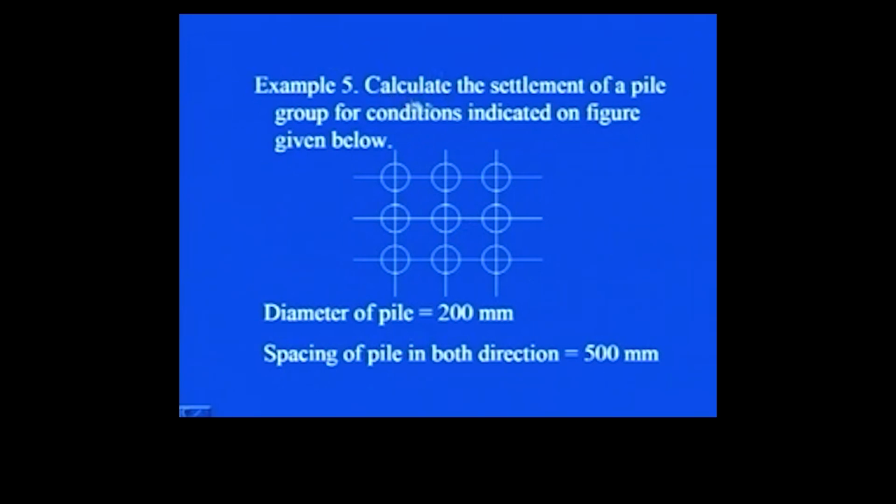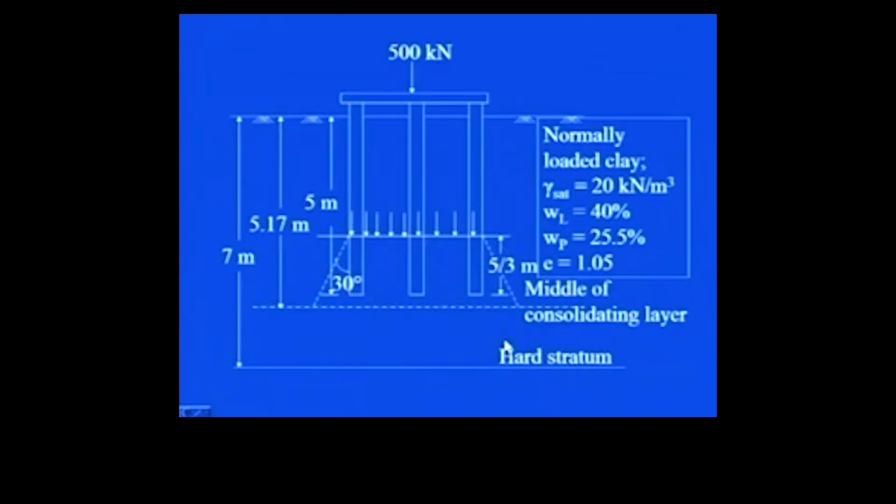So you see here what exactly the statement is: calculate the settlement of a pile group for conditions indicated on the figure given below, where you see 9 piles placed in a square pattern. Diameter of pile is 200 millimeter. Spacing of piles in both the directions is 500 millimeter. Please mind that this is not to scale. It is just a representative sketch that I am giving you. So the spacing, that is from here to here, is 500 mm, and in this direction also it is 500 mm. However, the diameter of this pile is 200 mm.